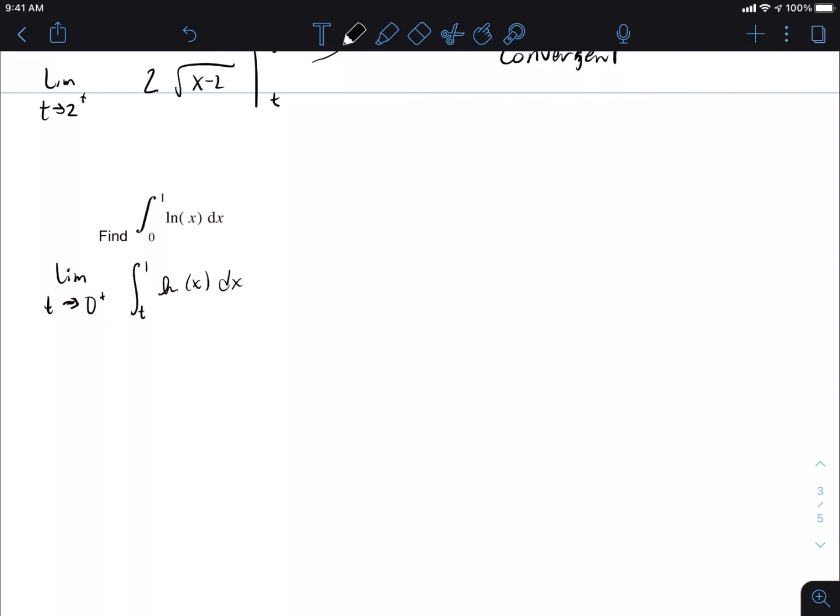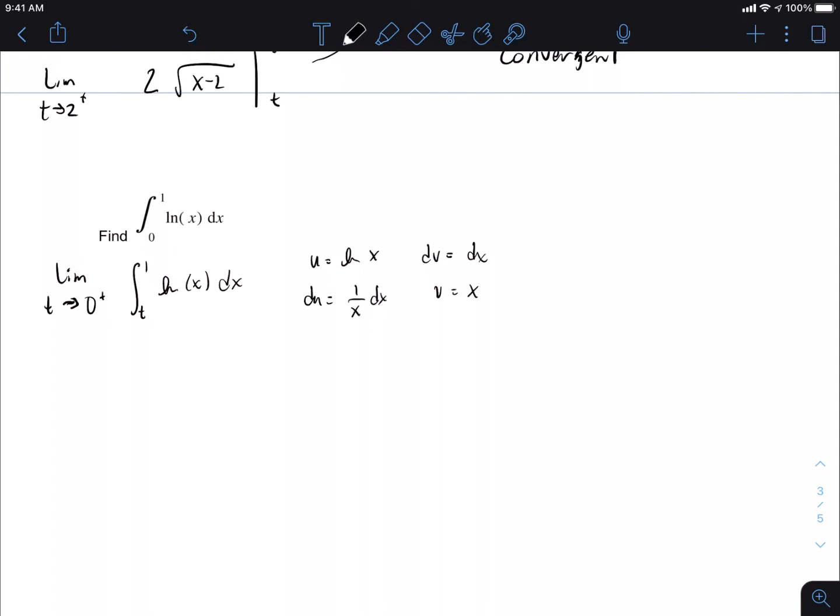So here we go. ln of x is a UV problem. So my u in this case is going to be ln of x. My dv is going to be dx. So du will be 1 over x dx, and my v is going to be x. Okay, so I'm not going to worry about the limit. I'm just going to do the integration piece, and then I'll apply the limit after.